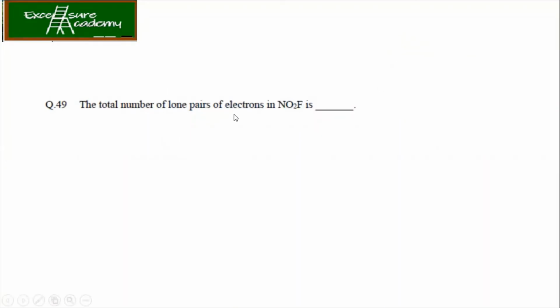So the total number of lone pairs of electrons in NO2F is how many? If you know how to write the structure, then it becomes very easy to calculate the number of lone pairs. So this is how you write your NO2F formula. Okay, this is your F. So how many are there? Here 4 electrons, here you have got 6, and then here also 6. So this is the structure of NO2F.